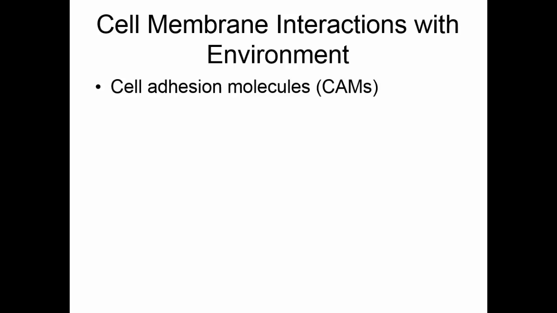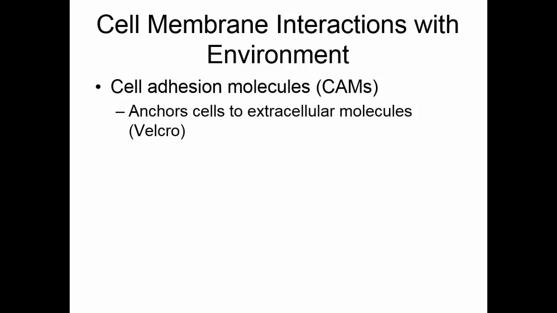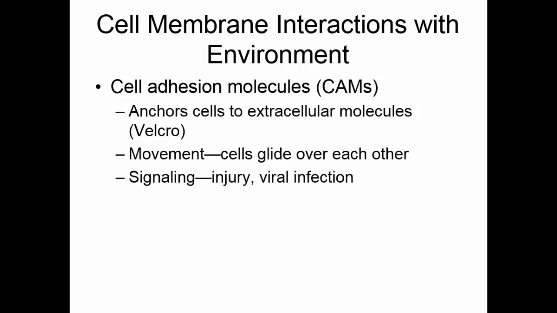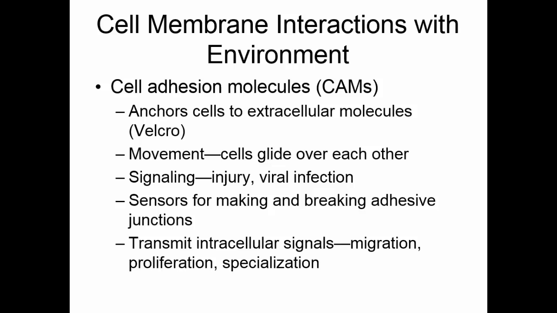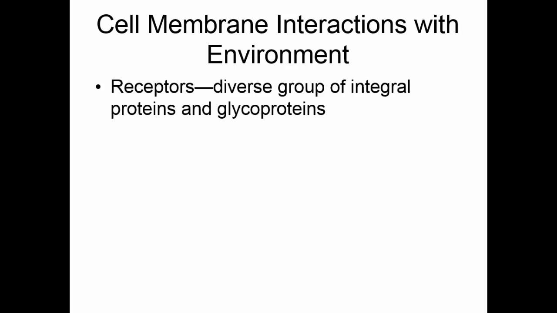Since the cell membrane is on the outside of the cell, it must interact with the environment. Cell adhesion molecules, or CAMs, help anchor cells to extracellular molecules, kind of like Velcro. They can help cells glide over each other, sort of like caterpillars crawl across the ground. CAMs can help signal if a cell has been injured or if it has a viral infection. Also, CAMs are sensors for making and breaking the adhesive junctions. And finally, CAMs can transmit intracellular signals. They can tell cells when they need to move to another location, when they need to divide, or when they need to specialize.